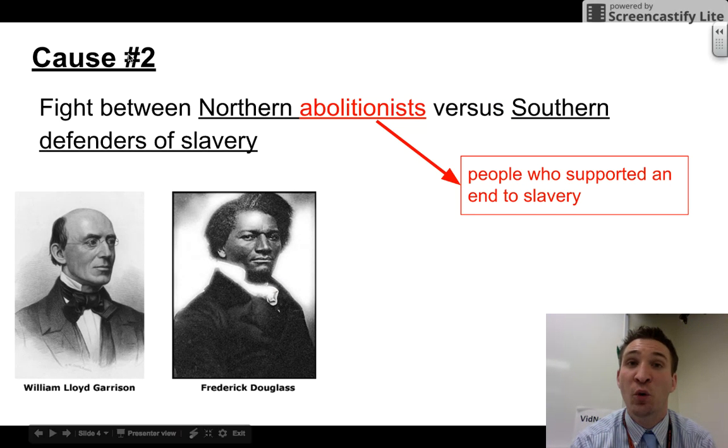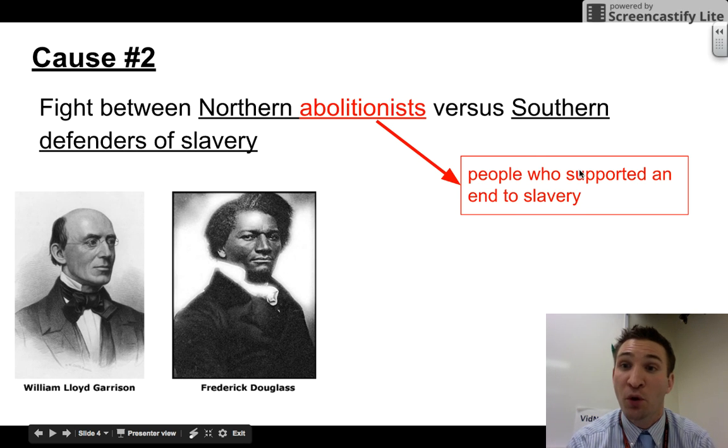Cause number 2 of the U.S. Civil War: it was a fight between Northern abolitionists versus Southern defenders of slavery. And here are 2 such abolitionists: William Lloyd Garrison, who wrote the newspaper The Liberator, and Frederick Douglass, who was a very great speech giver. What is an abolitionist? They are people who supported an end to slavery.